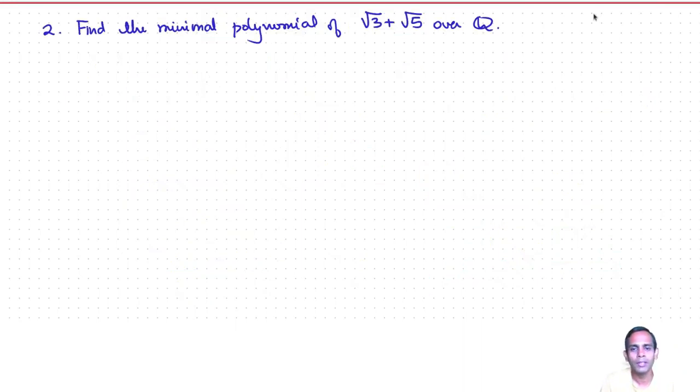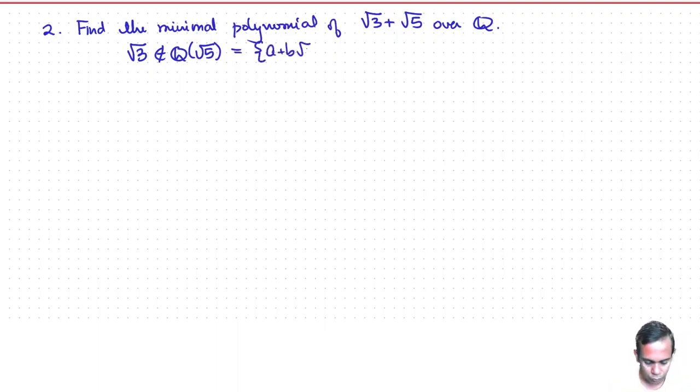Find the minimal polynomial of square root 3 plus square root 5 over Q. Before we jump into the calculation, let's just note that square root 3 does not belong to Q adjoin square root 5. Because we know that Q adjoin square root 5 consists of numbers of the form a plus b root 5, where a and b are rational numbers.